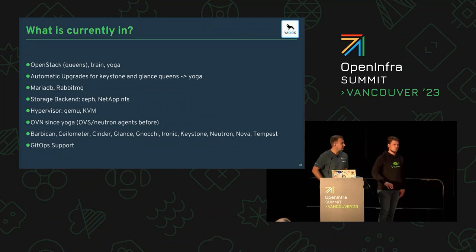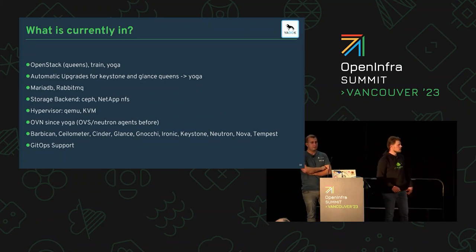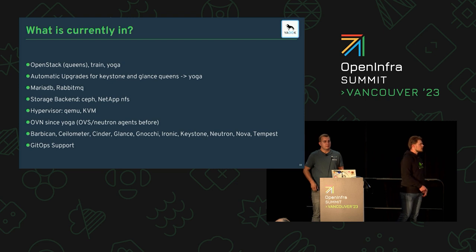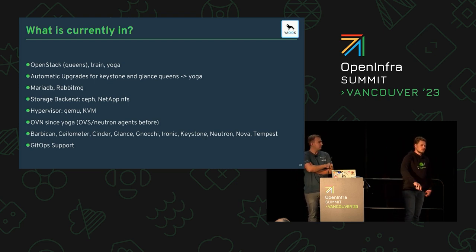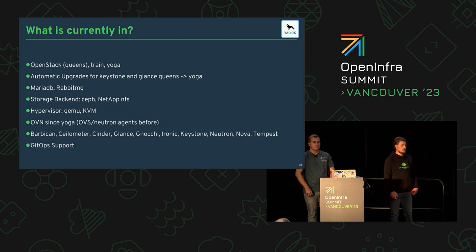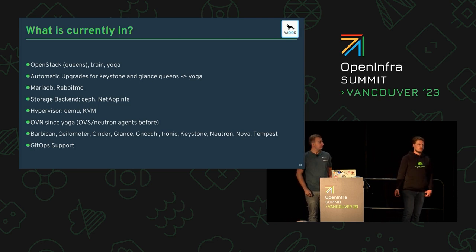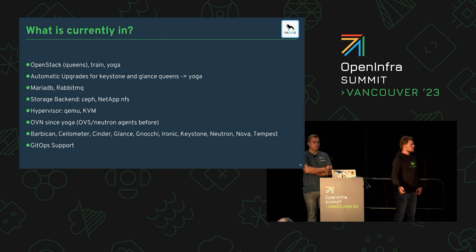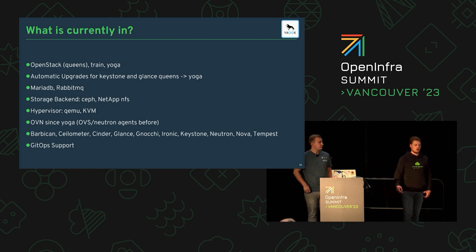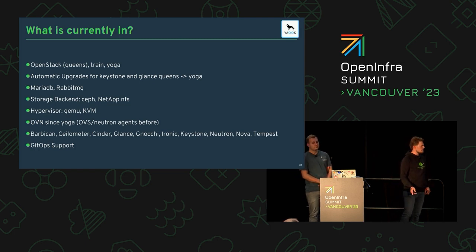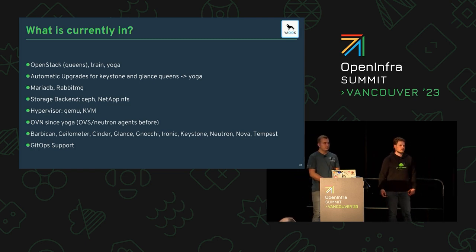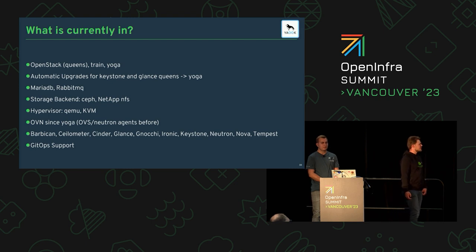Maybe to give you a short overview of what is already in Yaook. So we support the OpenStack versions Queens, Train, and Yoga. Yes, Queens will be excluded soonish. We have already automatic OpenStack upgrades for Keystone and Glance, from currently Queens to Yoga. For other OpenStack services, not. I remember right now, Ironic is maybe also in. Yes. Yeah, okay, thank you.